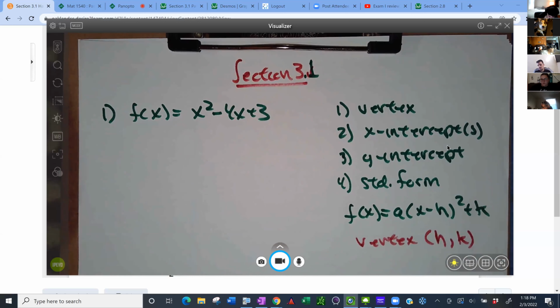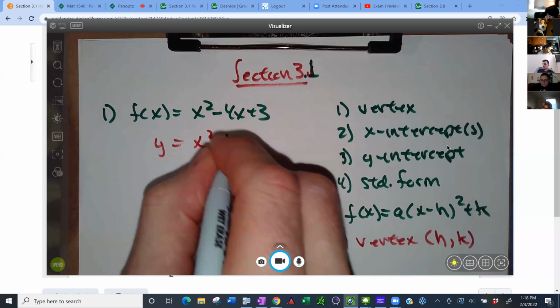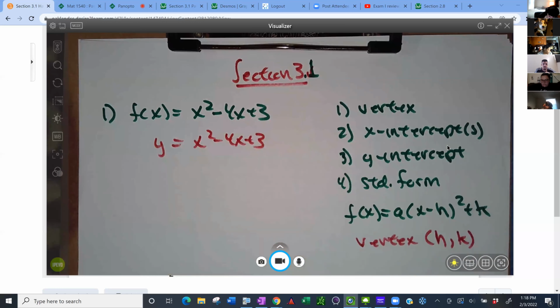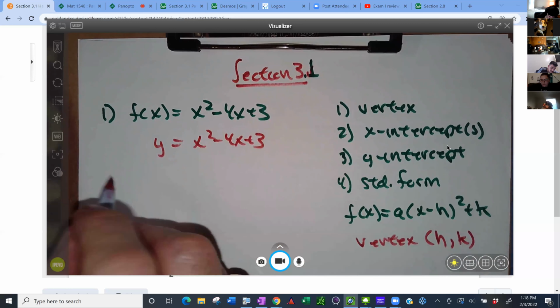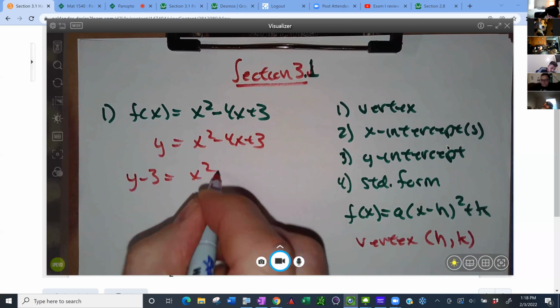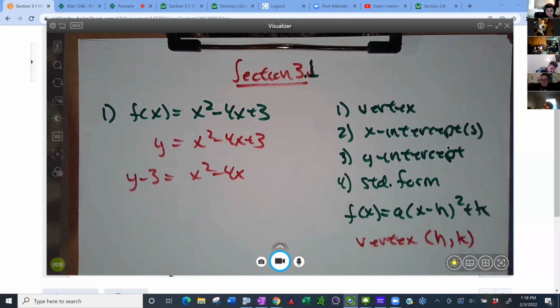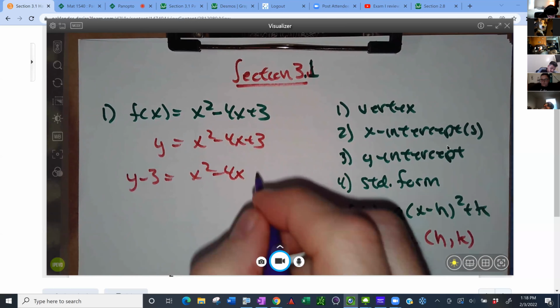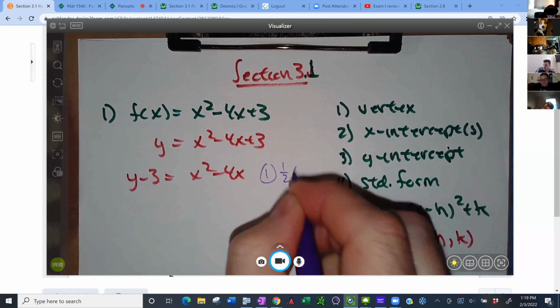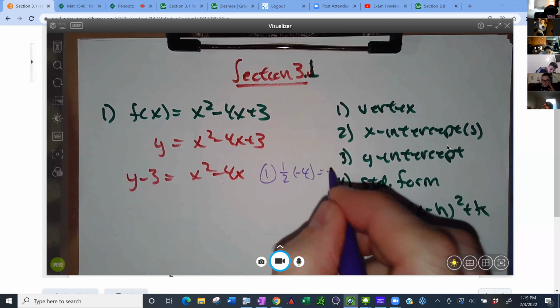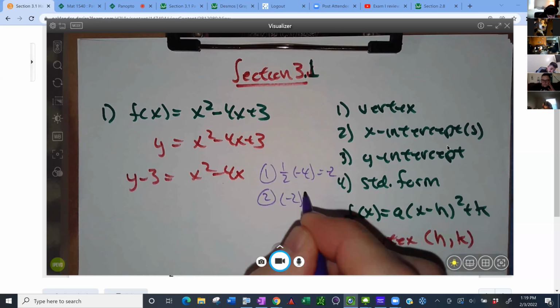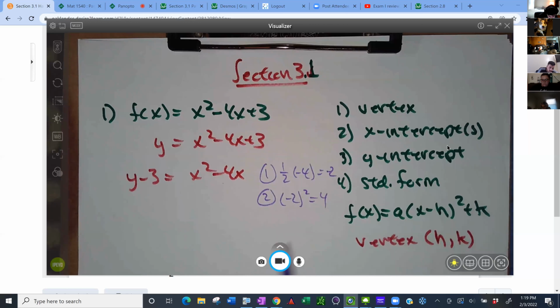Now let's start the process of getting into that form here. y equals x squared minus 4x plus 3. This is going to require us completing the square. This is old school stuff. I'm going to move the 3 to the other side. Then you might remember this process from your algebra class before this. You take half of the middle coefficient, so half of -4 is -2. And then you're going to square that, and that gives me 4. That's the number I need to complete the square.